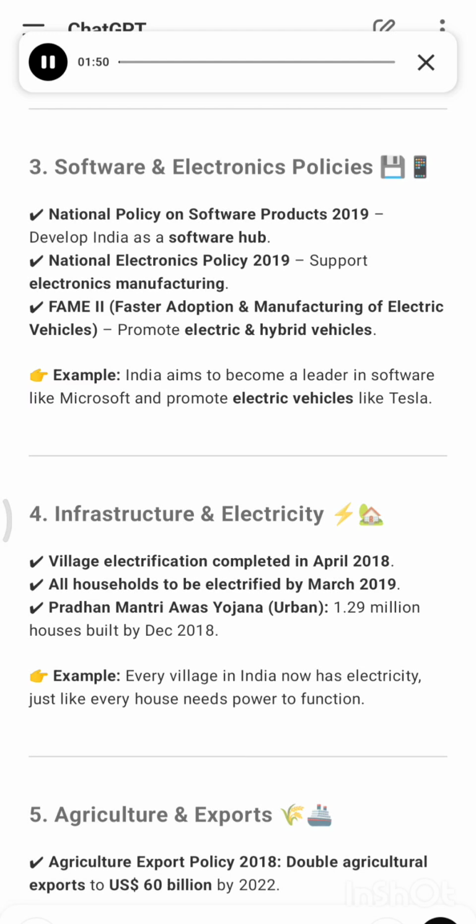4. Infrastructure and electricity. Village electrification completed in April 2018. All households to be electrified by March 2019. Pradhan Mantri Awas Yojana Urban, 1.29 million houses built by December 2018. Example: every village in India now has electricity, just like every house needs power to function.